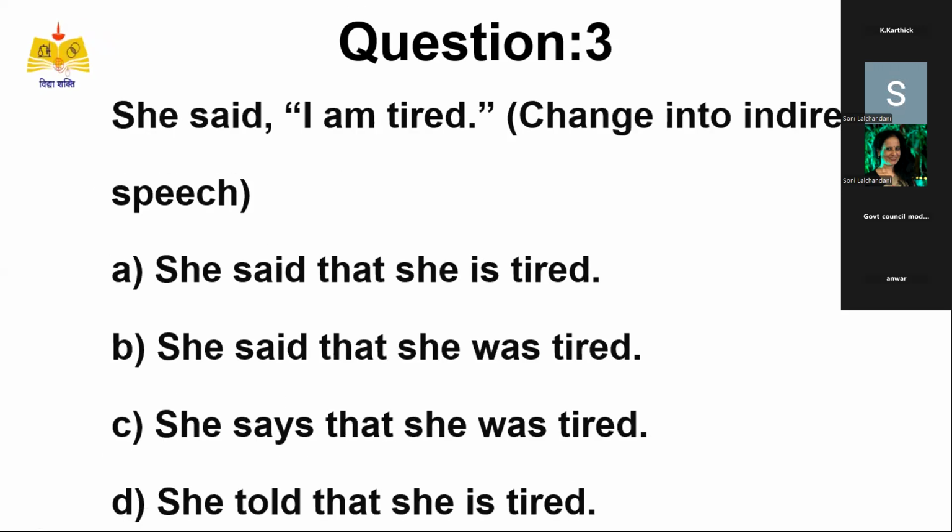Question number 3. She said, I'm tired. Change into indirect speech. Yes, Kardun, this is the question you were asking me. Yes, please note it down. She said that she's tired. She said that she was tired. She says that she was tired. She told that she is tired.